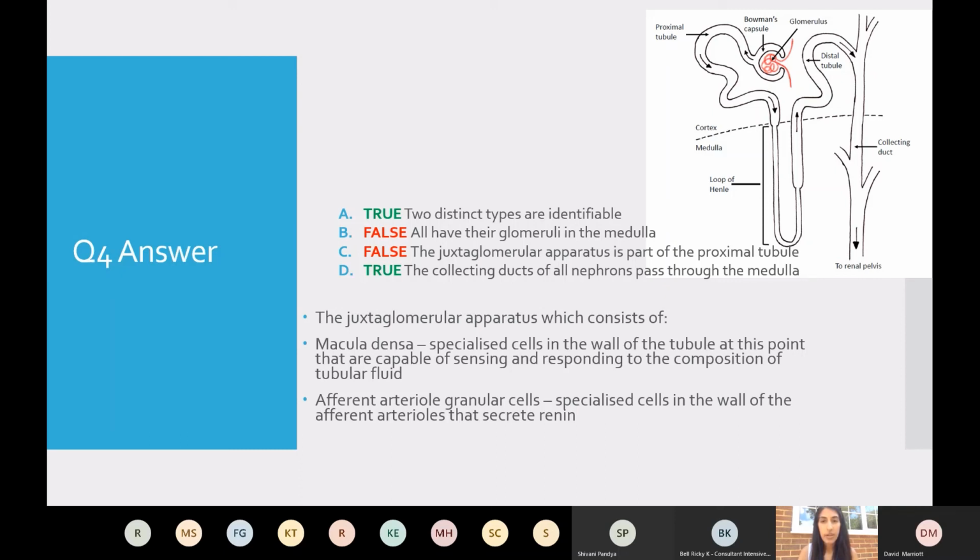Now, the juxtaglomerular apparatus has two parts to it as well. There's the macula densa, which are specialized cells in the tubule. They sense and respond to the composition of the tubular fluid, usually in response to blood pressure. And the afferent arteriole granular cells secrete renin as part of the renin-angiotensin pathway.